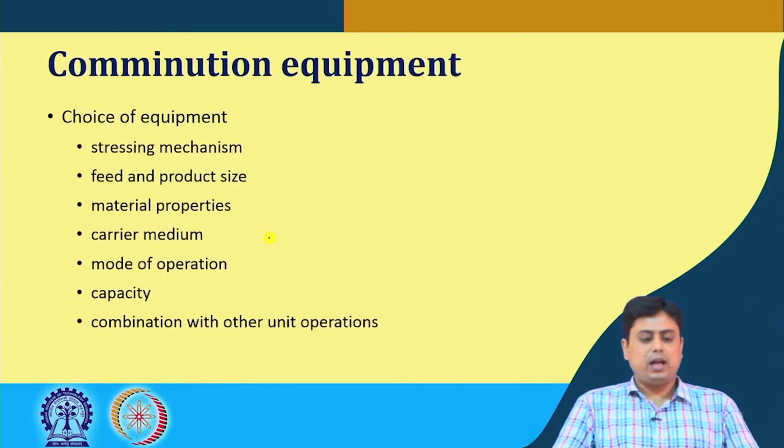And this brings us to the introduction of some equipment now, a brief overview of the equipment that is typically used in the classical size reduction process. Now, the choice of this comminution equipment depends on the stressing mechanism. This we have discussed elaborately. We have also mentioned the size reduction ratio that you are looking at, that is, the feed size and the product size. Based on that, we have to choose the appropriate or suitable equipment.